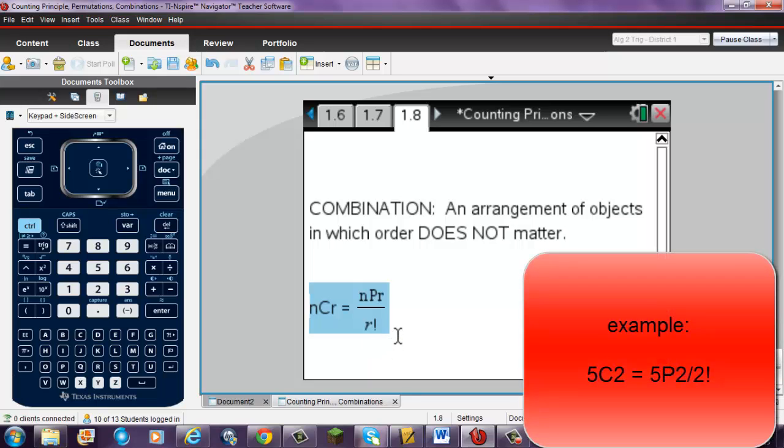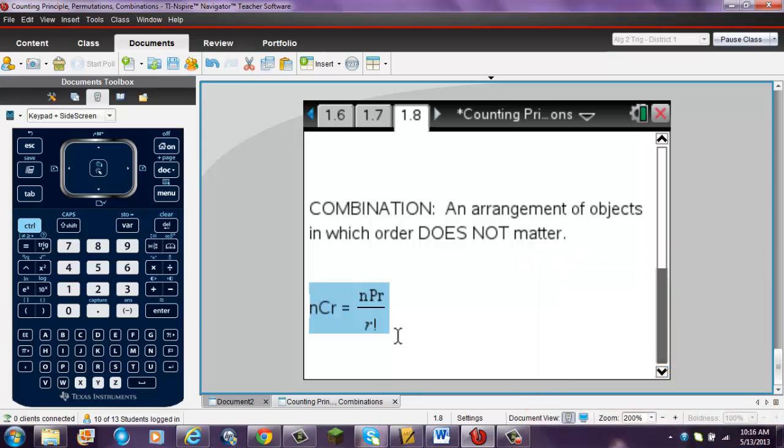Yes, you can use your calculator 90% of the time, but knowing this definition and seeing some patterns with combinations will save you a ton of time. And time is of the essence on the Regents exam. And that is it.